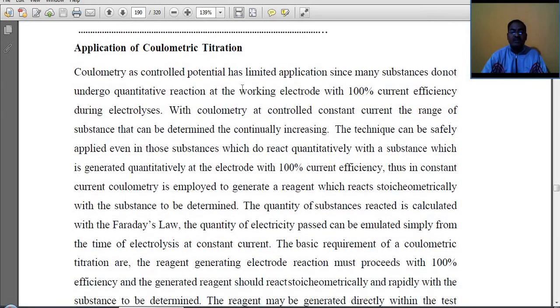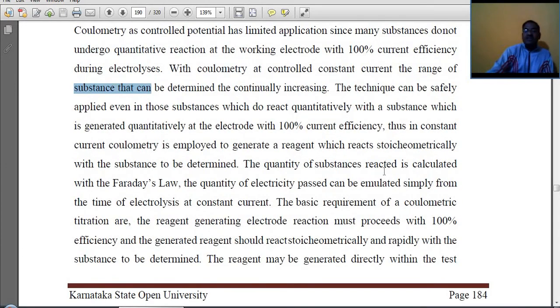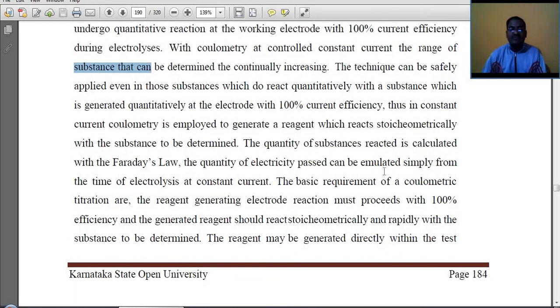Now we are going to come to a very important point, applications of coulometric titration. Coulometry at controlled potential has limited application. Here, with coulometry at constant current, the range of substances that can be determined is continuously increasing. The technique can be safely applied even to substances which do not react quantitatively, if a substrate is generated quantitatively at the electrode with 100% current efficiency.